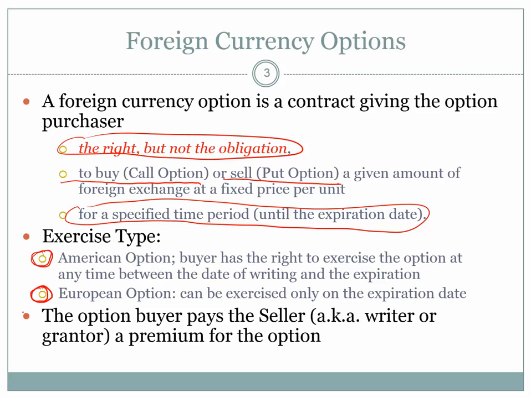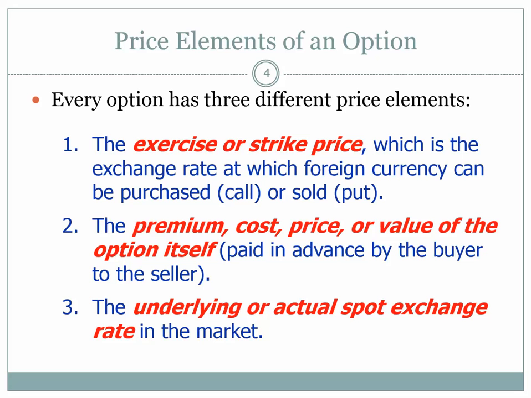Now, to have the option to walk away, to have that right but not obligation, you're going to have to pay someone to have this option to sell or buy a currency but able to walk away. So when we talk about the prices of options, there are 3 different prices that get talked about. There's the exercise or strike price of an option. Just like in forward and futures contracts, we talk about the forward or futures price, the price at which you buy or sell. For an option, you have the exercise or strike price.